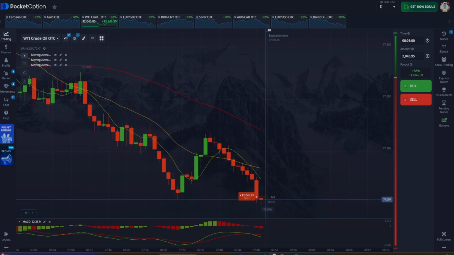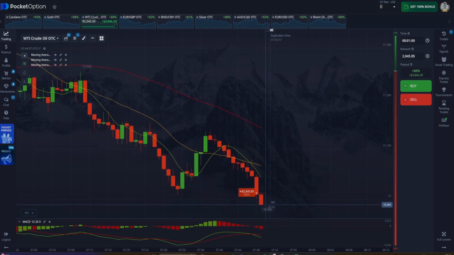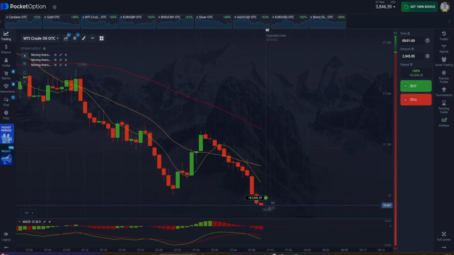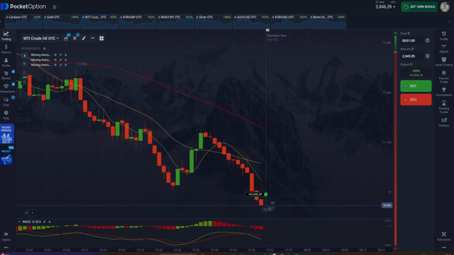Let's watch the move. Exactly as expected, the price dropped. Now we can open the market again and look for the next opportunity.